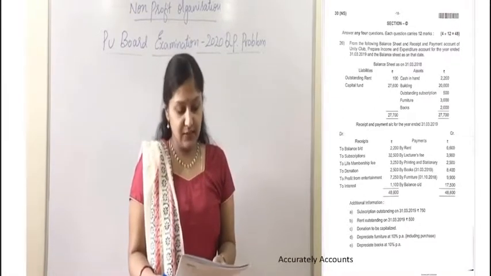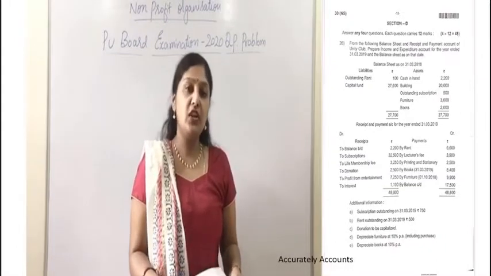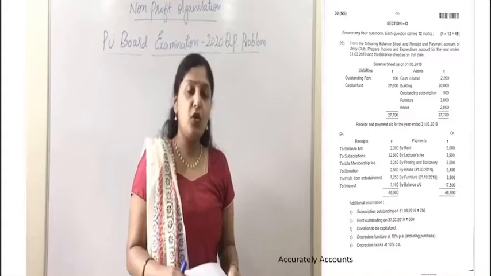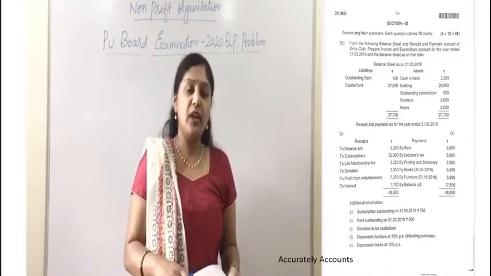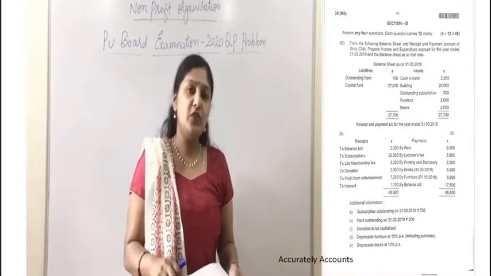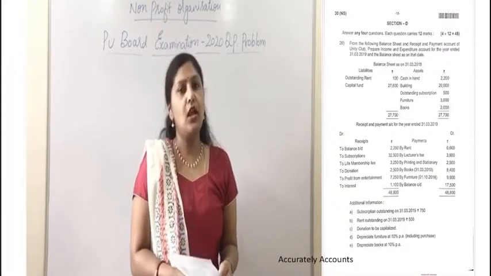And the last adjustment says that depreciate books at 10% per annum. So here we need to charge depreciation on books only on the last year's balance, or the current year's opening balance of books, and no need to calculate depreciation on the additions to books or additional books purchased.